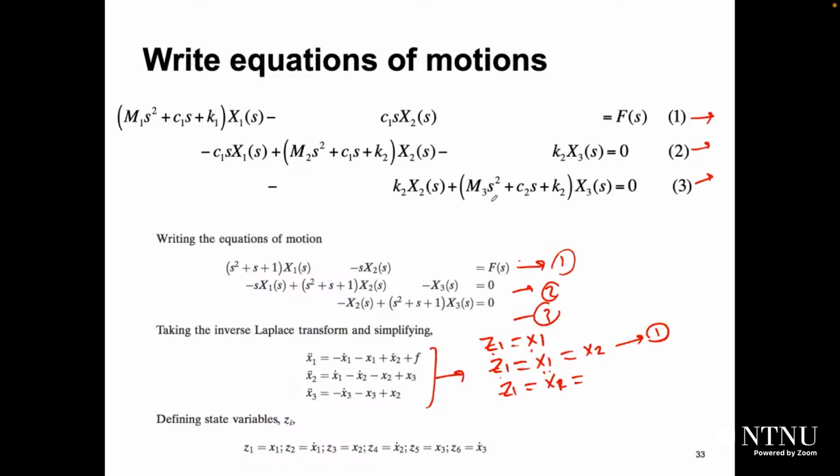So we select z1 equals x1. Differentiate this one, so z1 dot equals x1 dot equals x2.